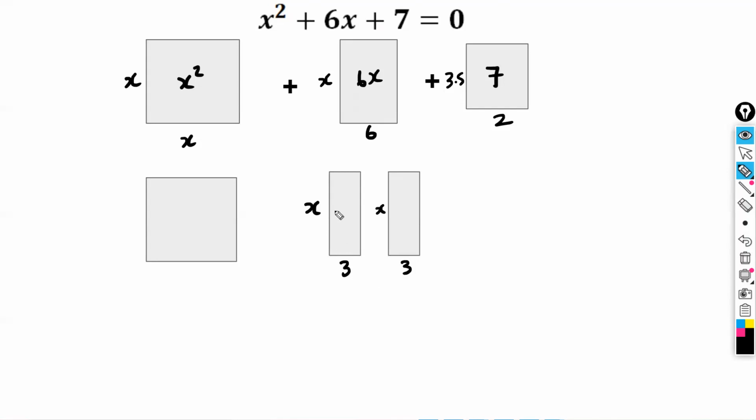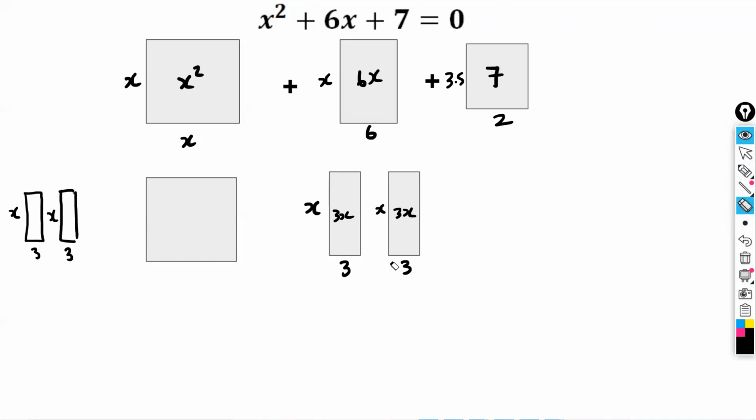And 3 times x is going to give us 3x. 3 times x will also give us 3x here. And if we were to add these two together, we would get an area of 6x, as we have up here. So I'm just going to write these over here, just so we remember the dimensions. So 3 by x and 3 by x.